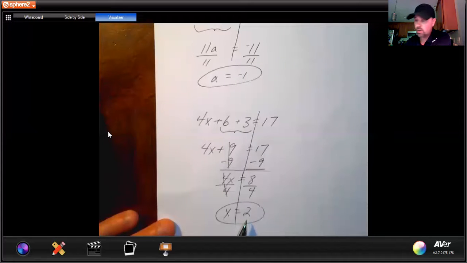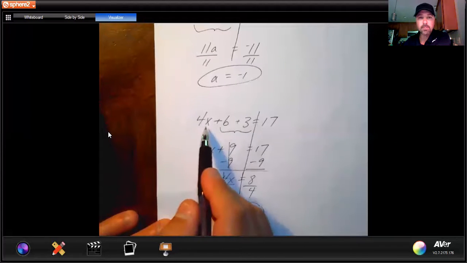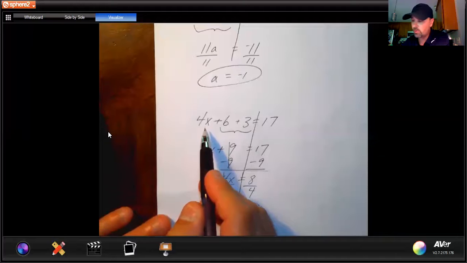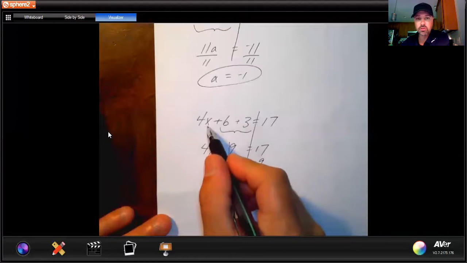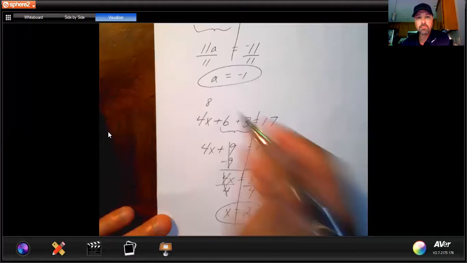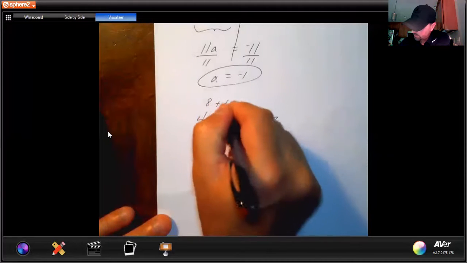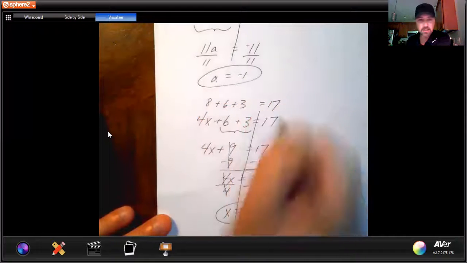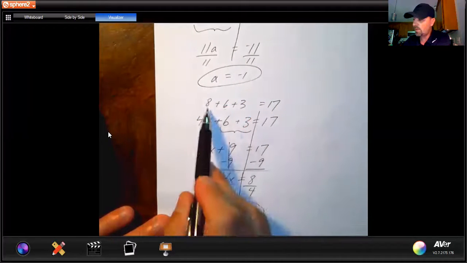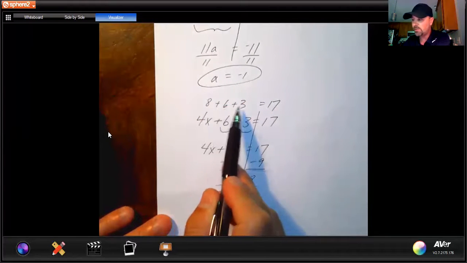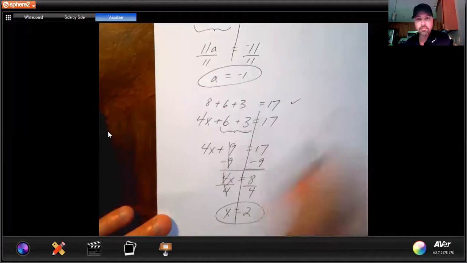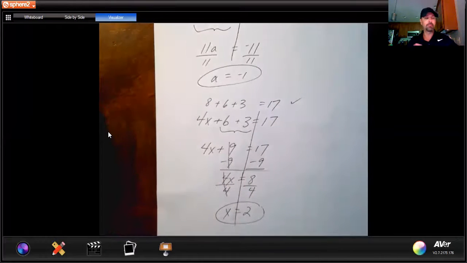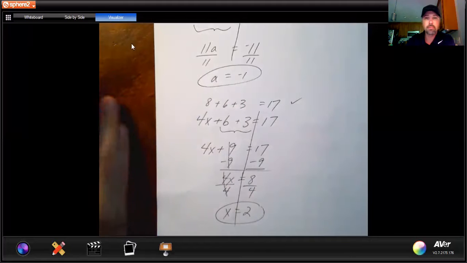Remember, with equations, we can always check by plugging what we got for the variable into the original equation. So if x is 2, this means 4 2s, or 4 times 2, which is 8, plus 6 plus 3 equals 17. Is that true? 8 plus 6 is 14, 15, 16, 17. I know I got that right. Okay, let's go back to the worksheet.